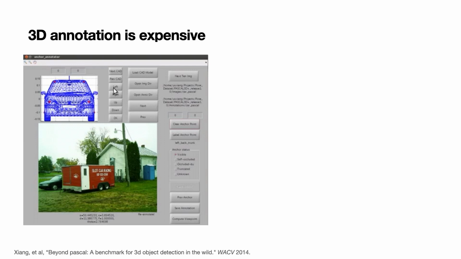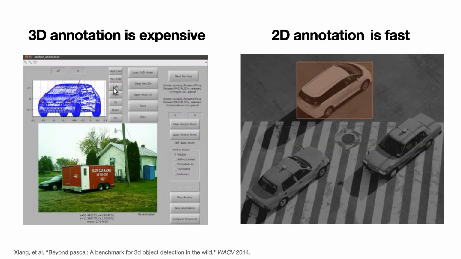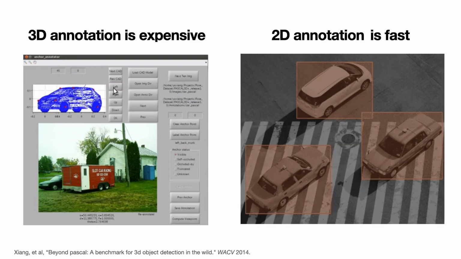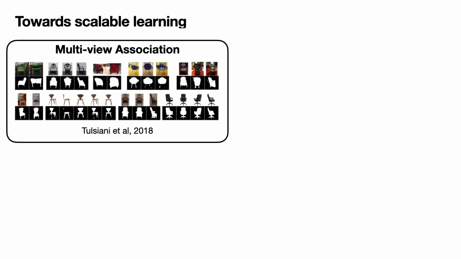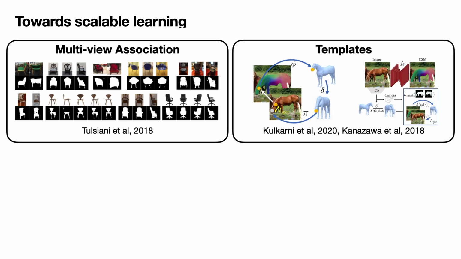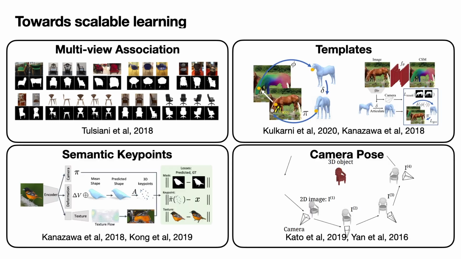Why is that? We believe one of the reasons is the lack of 3D supervision in the wild, as manual labeling them is time-consuming, especially compared with 2D annotation. Therefore, many works have explored cheaper alternatives to 3D supervision, like multi-view association, category templates, camera pose, or keypoints. However, such supervision still limits the scalability to hundreds of categories.